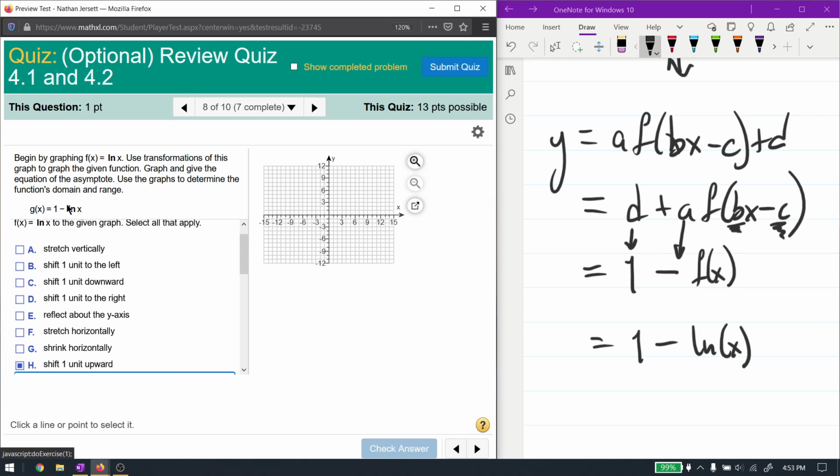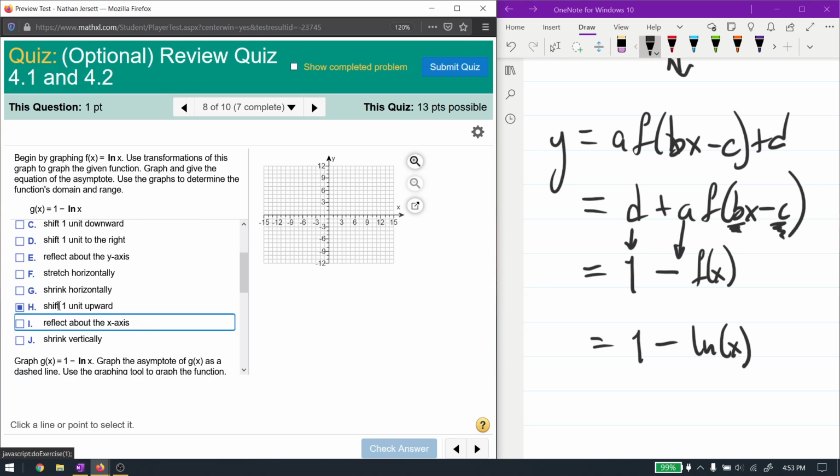And the negative a means it flips it. And because it's on the outside, it's going to flip it vertically. Just like d shifts it vertically, a is going to flip it vertically. So it's a flip or a reflection vertically. So if it goes from up here down to here and vice versa, that flips it across the x-axis.